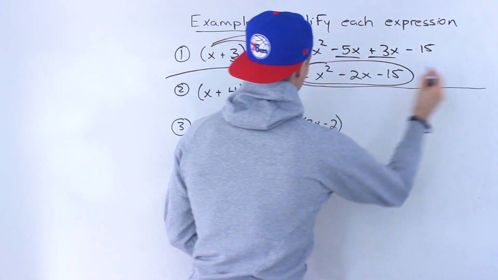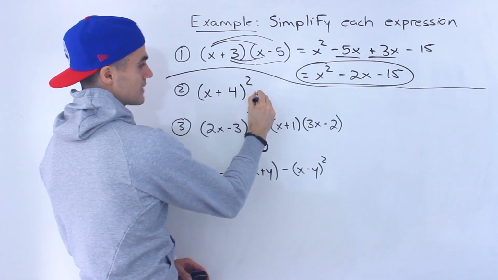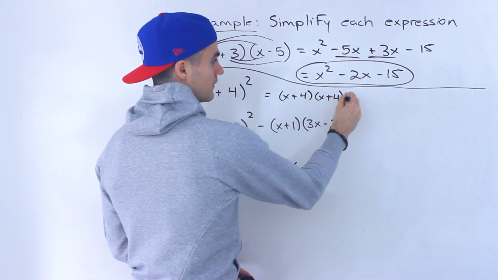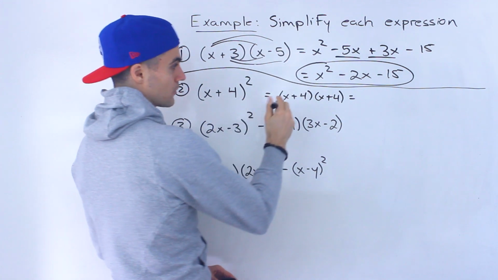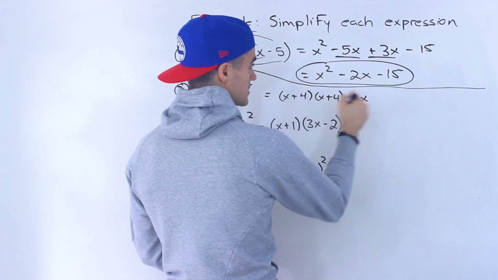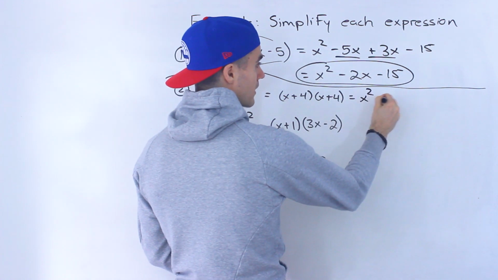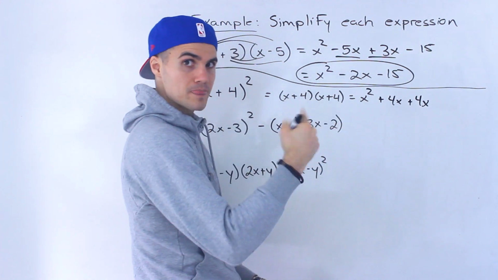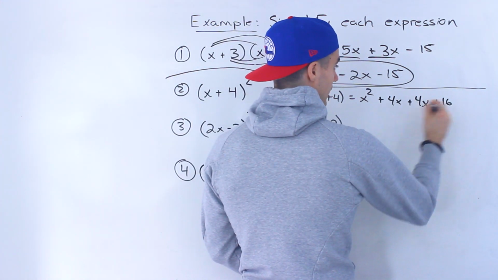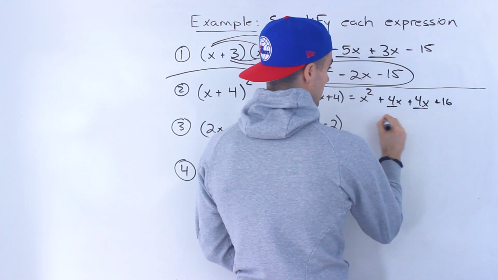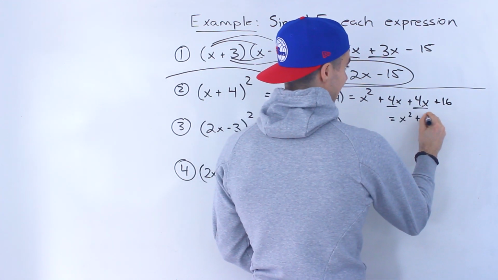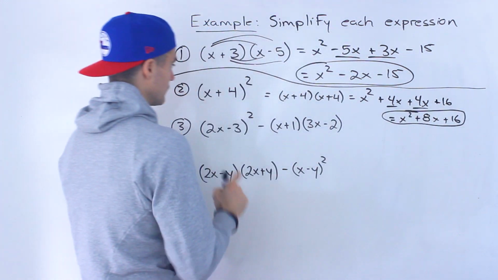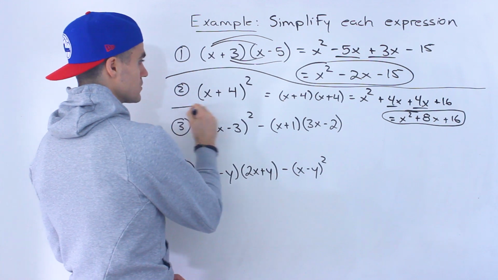Now, number 2, very similar. We got x plus 4 to the power 2. We could actually take this and rewrite it as x plus 4 times x plus 4. Right? And if we use this exact same process, x times x is x squared, x times 4 is 4x, 4 times x is 4x, and then we have 4 times 4, which gives us 16, and then notice this and that are like terms, so we would end up having x squared plus 8x plus 16. So that ends up being the final answer for number 2.